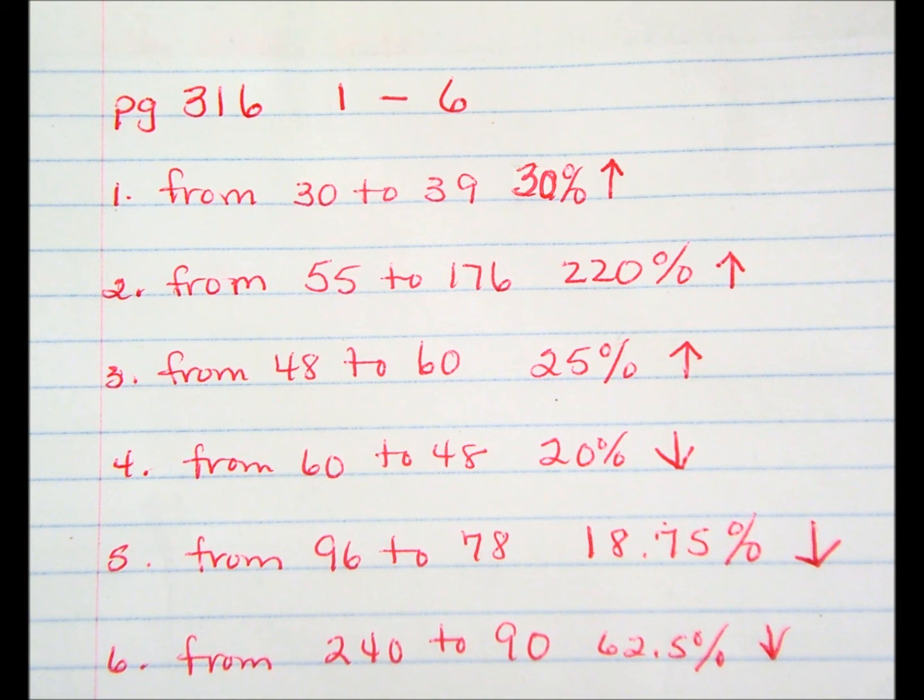In number 5, you went from 96 to 78, and you would have found that you had an 18.75% decrease. And in number 6, from 240 to 90, so you would have divided 150 by 240 to find out that you had a 62.5% decrease.